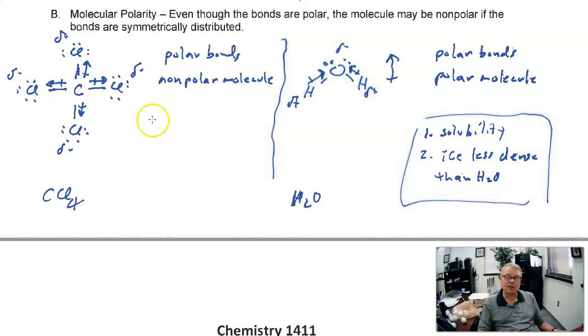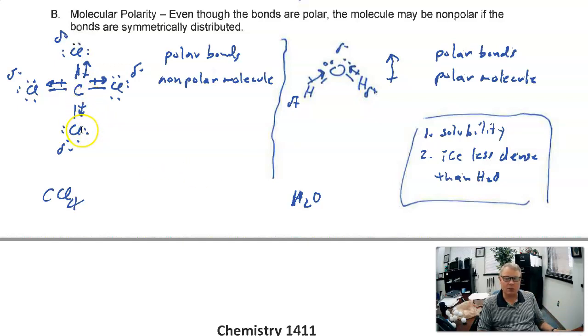Are the bonds in carbon tetrachloride polar or nonpolar? They are polar bonds. Why are they polar bonds? Because they're bonds between different atoms, right? Okay. Is the molecule polar or nonpolar? Well, it depends. And here's how you tell.